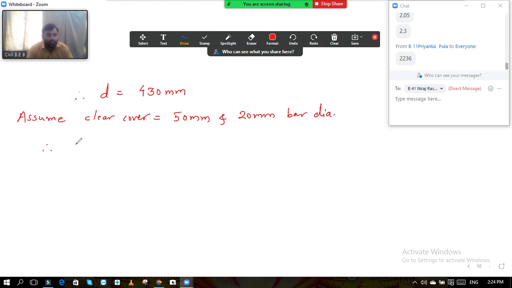So therefore, what is the overall depth? Overall depth D is equal to effective depth 430 plus clear cover 50 plus half of bar diameter, 20 by 2. So 20 by 2 is 10, 50 plus 10 is 60, 60 plus 430 is 490 mm. So this is your overall depth. Effective depth is 430 mm, overall depth is 490 mm.